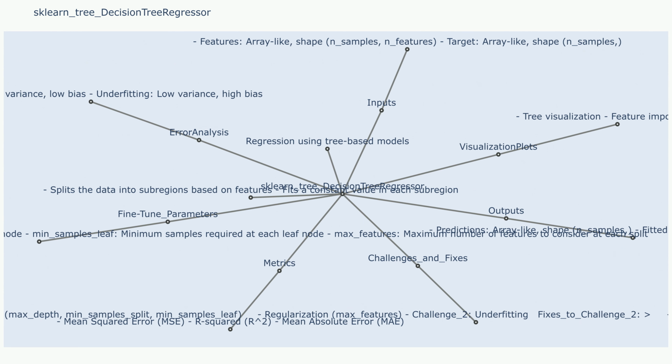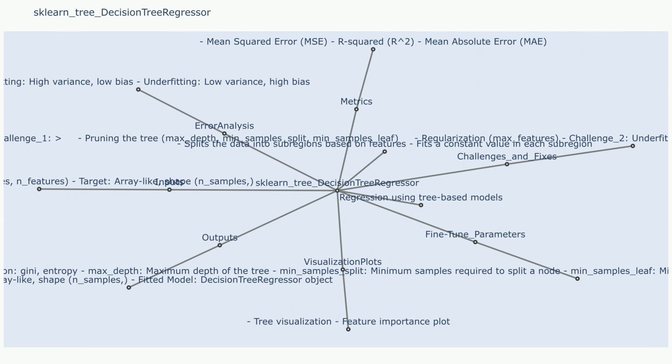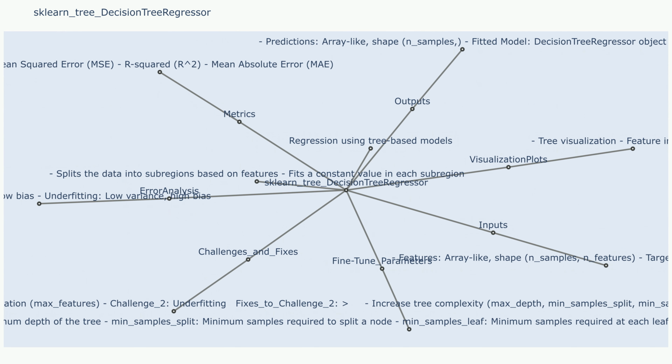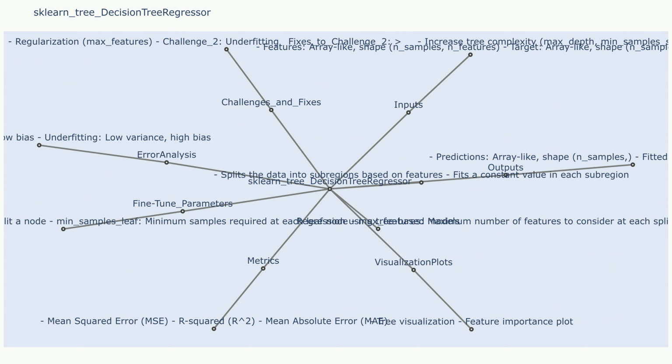Fixes to challenge 1: reduce the tree's depth using the max depth parameter. Increase the min samples split and min samples leaf parameters to prevent splits on small subsets of data. Apply pruning techniques to remove unnecessary branches. Challenge 2: sensitivity to noise. Decision trees can be sensitive to outliers and noisy data points. Sample use case that resulted in challenge 2: a few outliers in the training data might significantly influence the split points, leading to poor generalization.